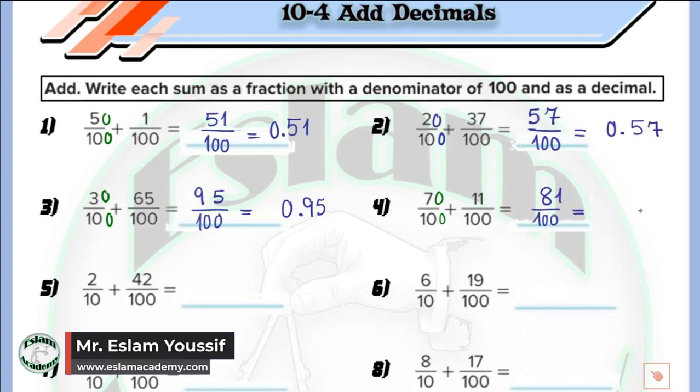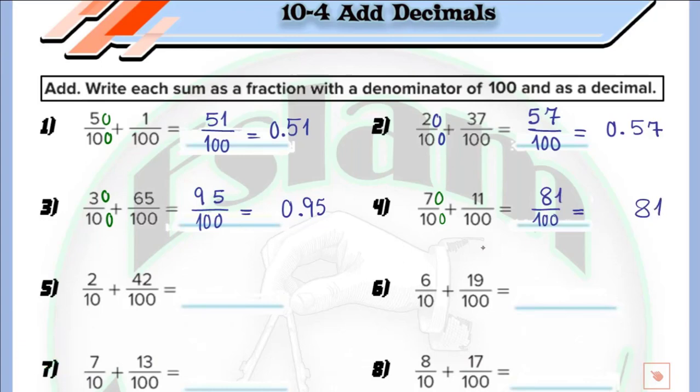To write it as a decimal, just write 81 without any change. Now we have 100, so count from the right 2 digits and then put the decimal point. So it will be 0.81.